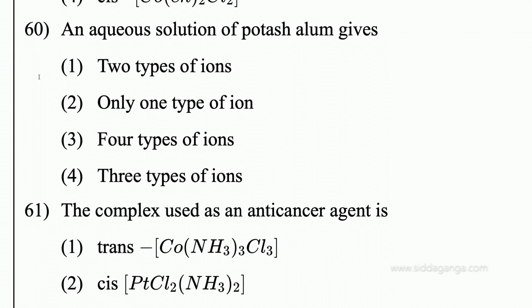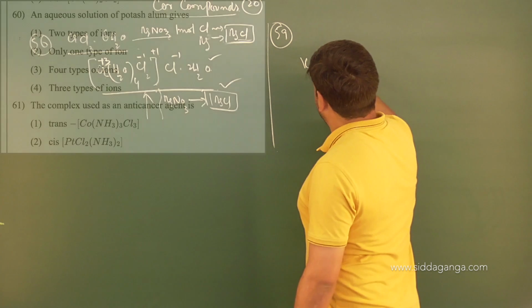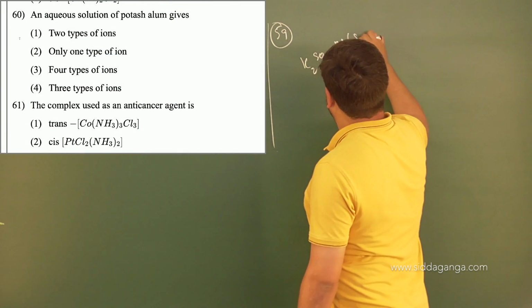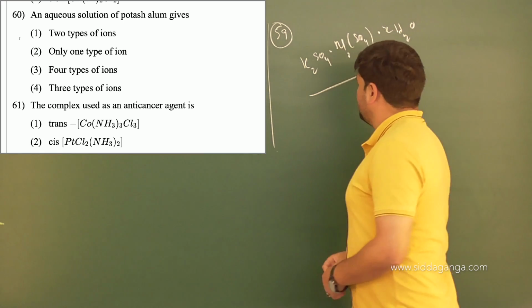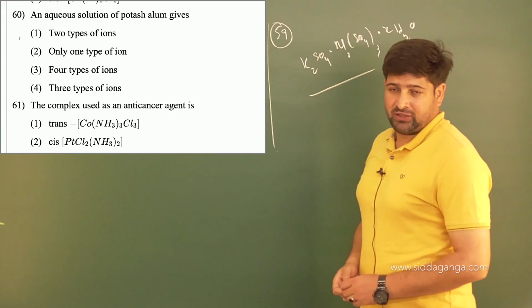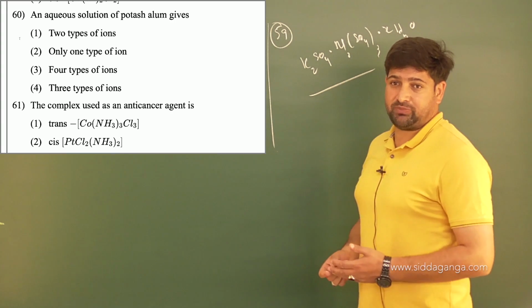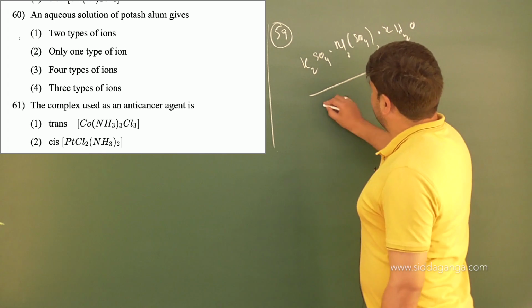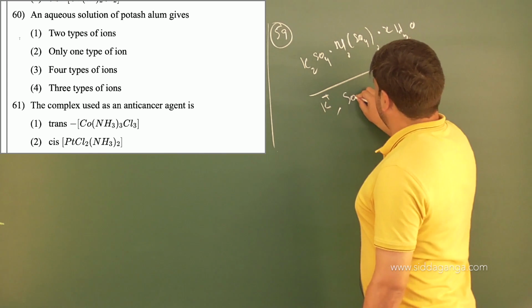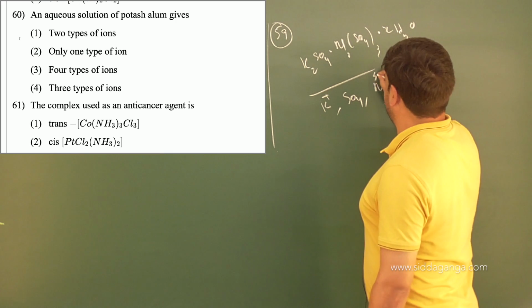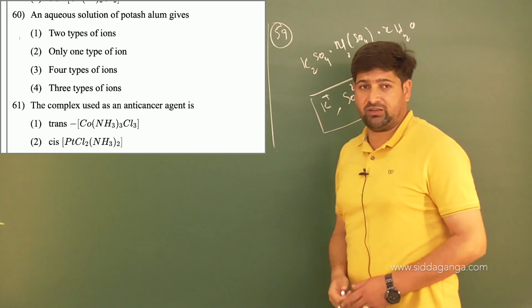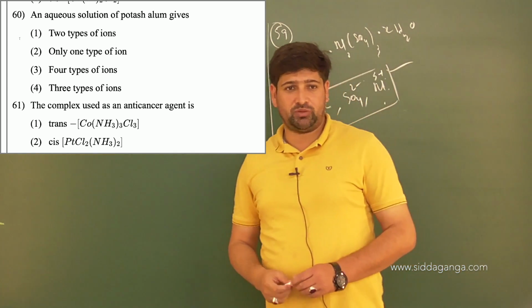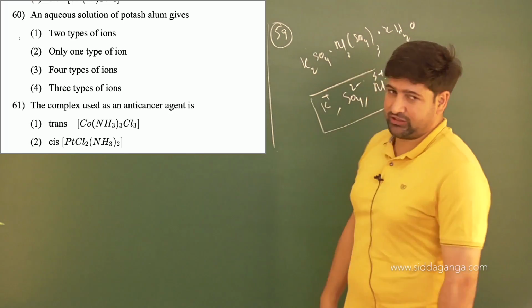An aqueous solution of potash alum. What is the formula for potash alum, children? It is K2SO4·Al2(SO4)3·xH2O, with x water molecules attached to it. You know what double salts are? The substances which on dissociation give you all types of ions because they dissociate completely. So we will get potassium free here, we will get SO4, and we will get aluminum as well. Aluminum in 3+ state, SO4 in 2- state, potassium in + state. So 3 different types of ions will be obtained on dissociation of potash alum. Correct option will be option 4. This is the formula of potash alum.